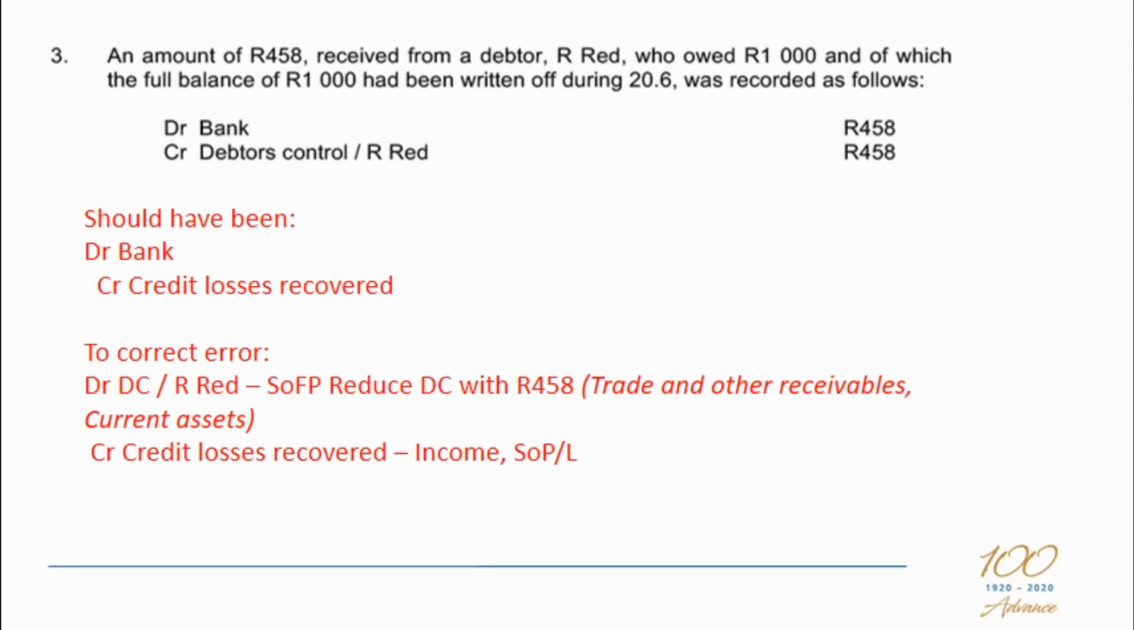That shouldn't have been taking place because the debt has been written off. This R Red is not a debtor in our books anymore. The entry should have been debit bank, credit losses recovered. So now we deal with a correction of an error.